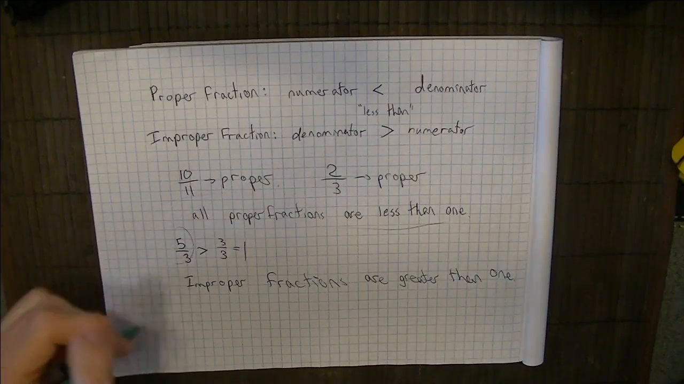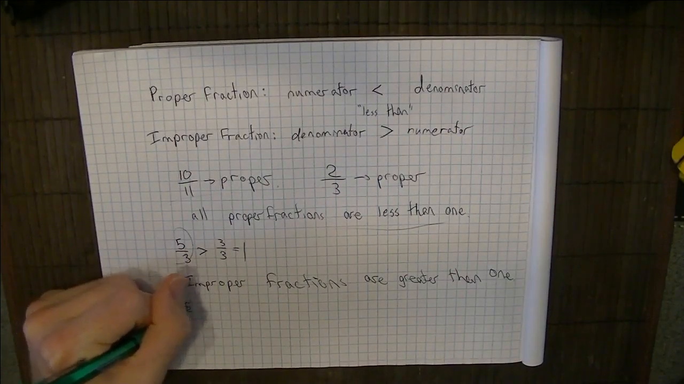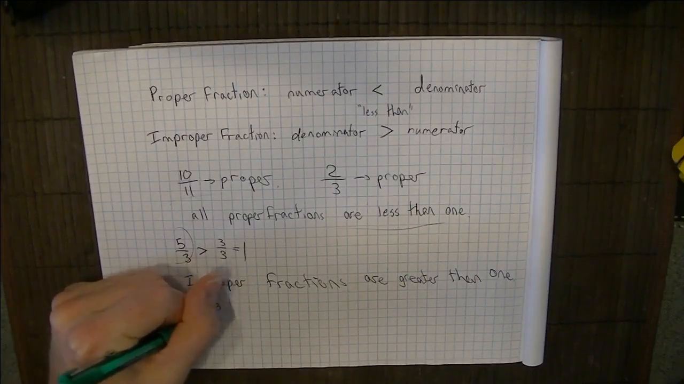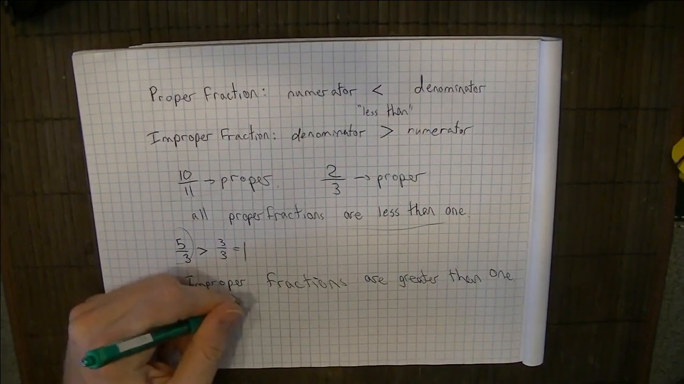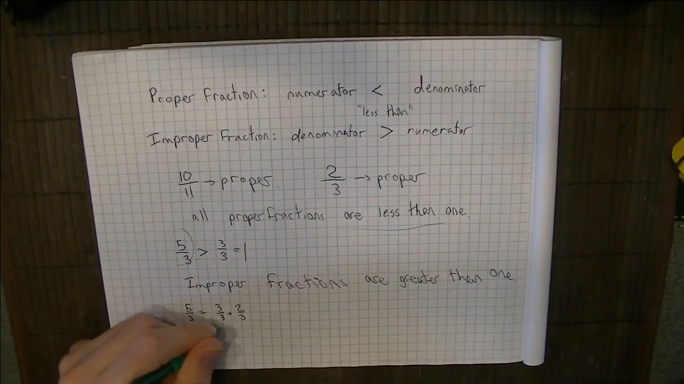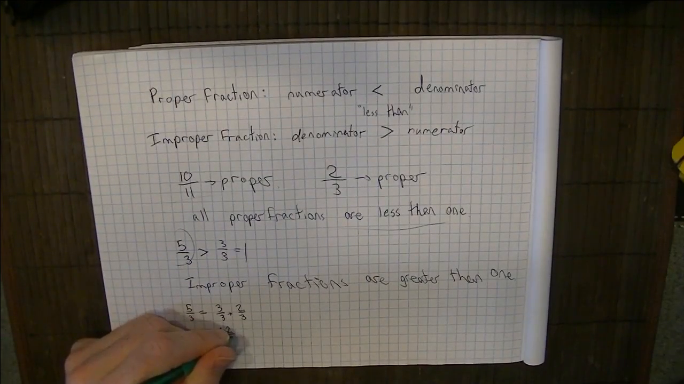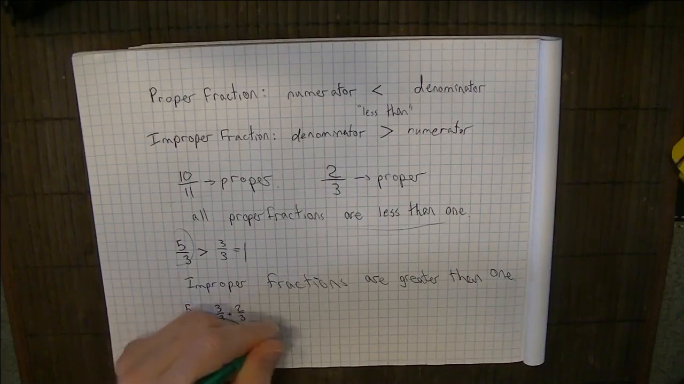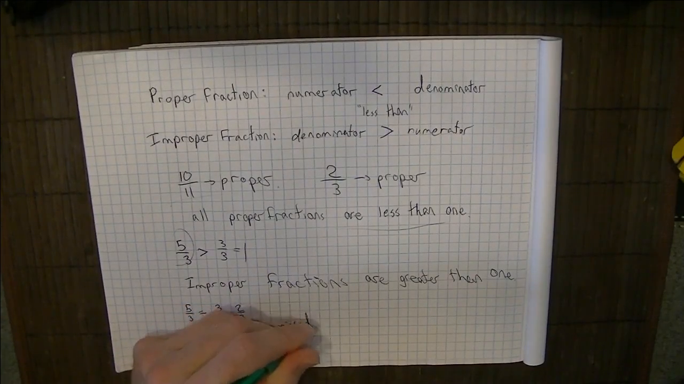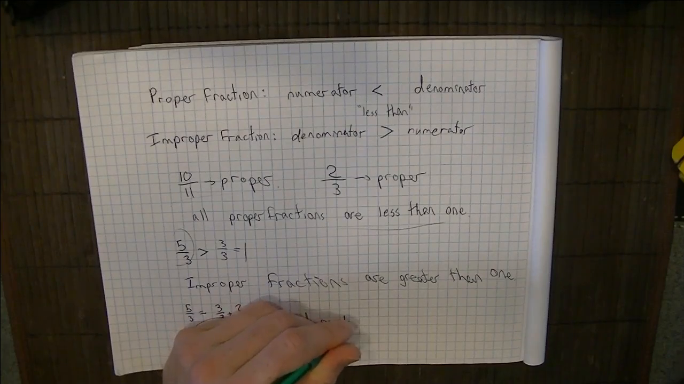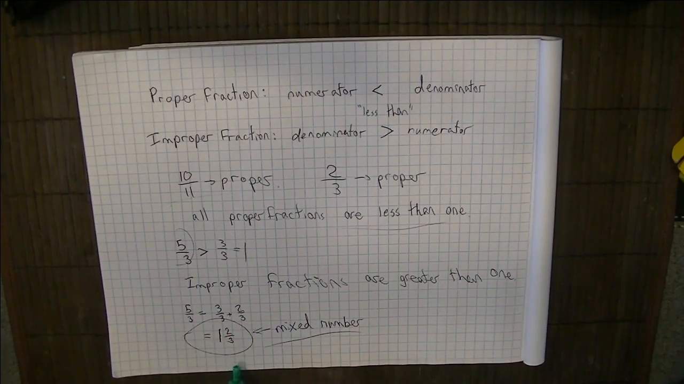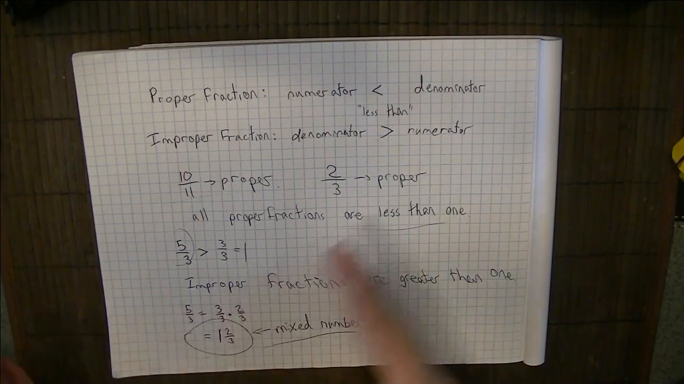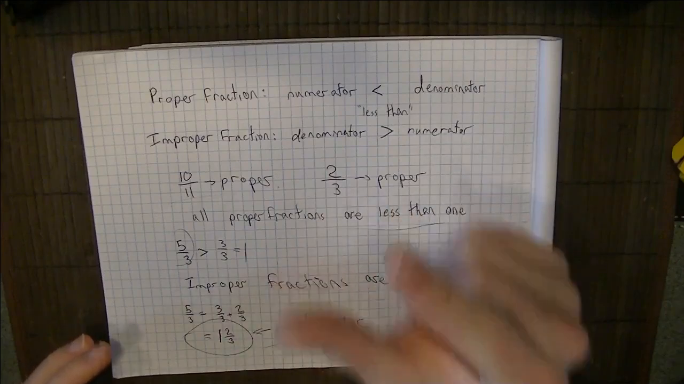So in this case, 5 thirds, that's the same as saying 3 thirds plus 2 thirds, right? So this is just saying 1 and 2 thirds. So this is called a mixed number. Okay, it's called a mixed number because it's part whole number and part fraction. And in a proper mixed number, the fractional part will always be a proper fraction because we're always just saying, here's the nearest whole number and then the little fractional part that's left over.